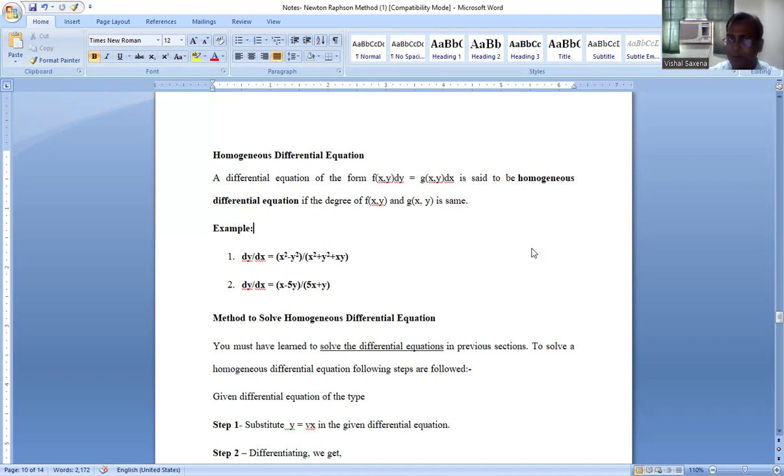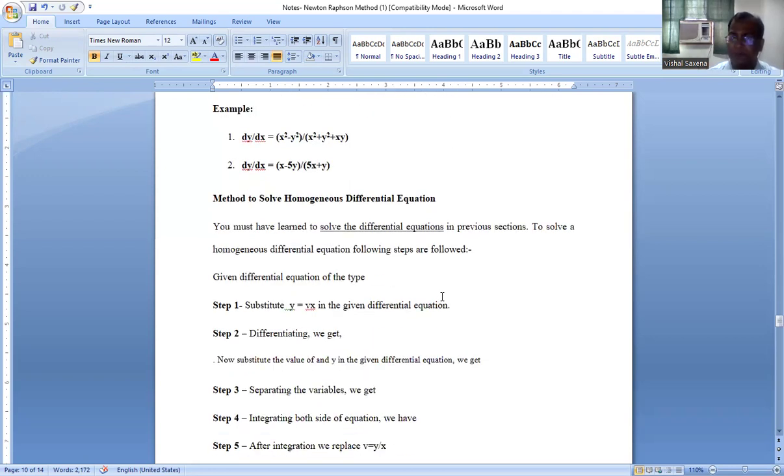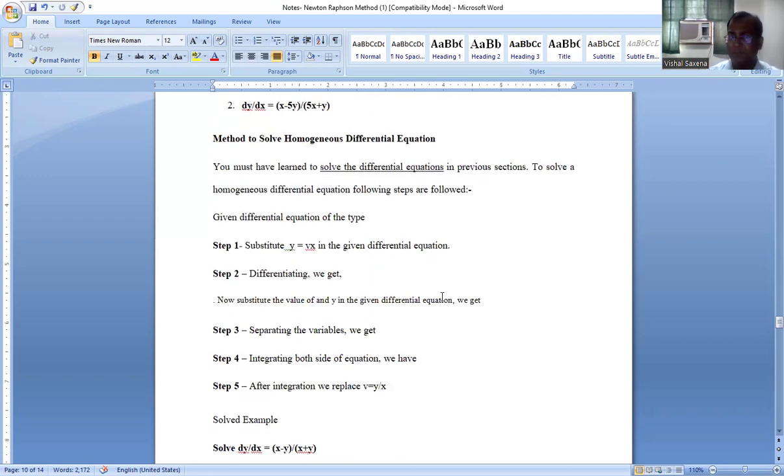Now, how do we solve a homogeneous differential equation? We take the procedure step by step. First of all, we have to confirm whether our given differential equation is homogeneous or not. If it is a homogeneous differential equation, then we apply its method for the solution.